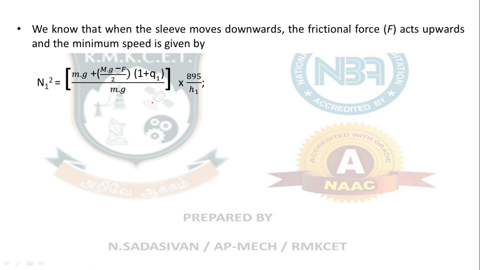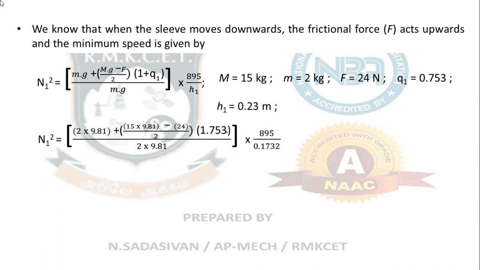Correct? You remember that? Okay, so 895 by h1. All the values you take: capital M is 15 kg, small m is 2 kg, frictional force is 24 Newton, q is 0.753, h1 is 0.23. So all these values you remember, substitute everything.